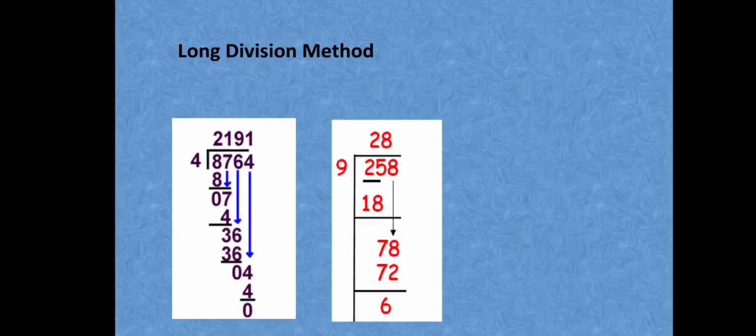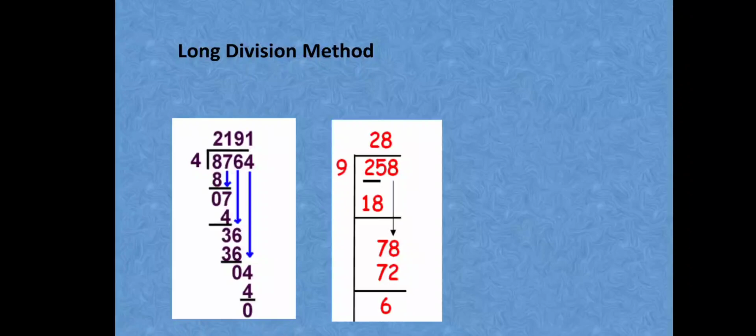Let's do one more question, one more division by using long division method. 258 divided by 9. Here the first digit is 2, which is smaller than 9. So now we are going to move to the next digit. Now together we have 25, which is not divisible by 9. The nearest smaller number which is divisible by 9 is 18. So here 9 twos are 18.